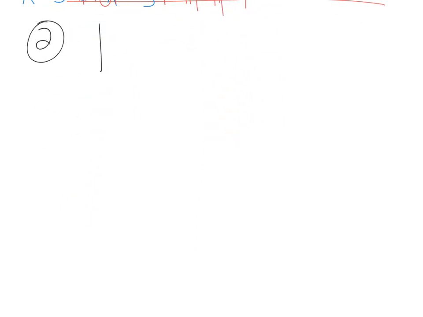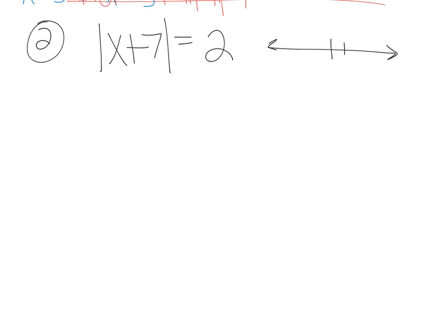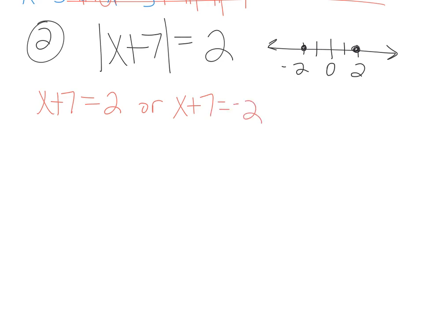Okay, let's say we have the absolute value of x plus 7 equals 2. Okay, so remember, absolute value means distance from 0. So whatever's inside that set of parentheses is either 2 or negative 2, because both of those numbers are 2 steps from 0. So we're going to say x plus 7 could be 2, or x plus 7 could be negative 2.